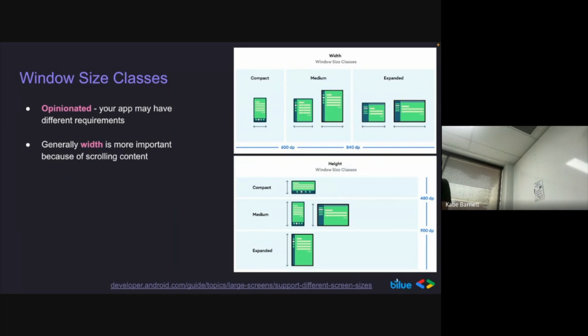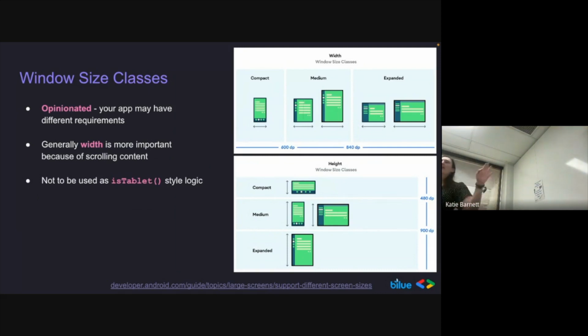Generally, we care about width more. Most apps have some sort of scrolling list in them. It's just a general thing. So we generally only care about how that width is behaving. We don't really care about the height because the user can scroll. But for some apps, you might care about the height only, or you might care about the height and width, and it completely depends on what your app is going to do.